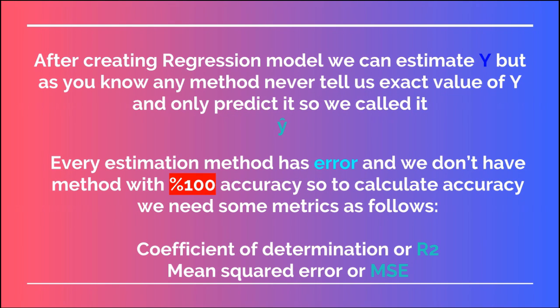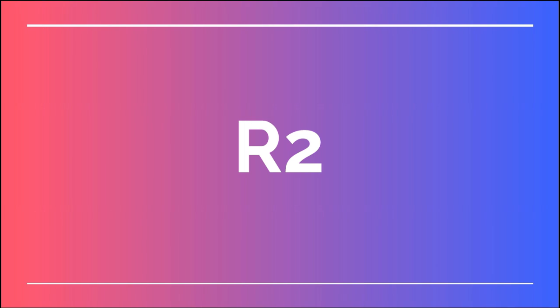After creating a regression model, we can estimate y. But as you know, any method never tells us the exact value of y and only predicts it, so we call it y hat. Every estimation method has an error, and we don't have a method with 100% accuracy. So to calculate accuracy, we need some metrics as follows: coefficient of determination, or R squared, and mean squared error, or MSE. First, we discuss R squared.